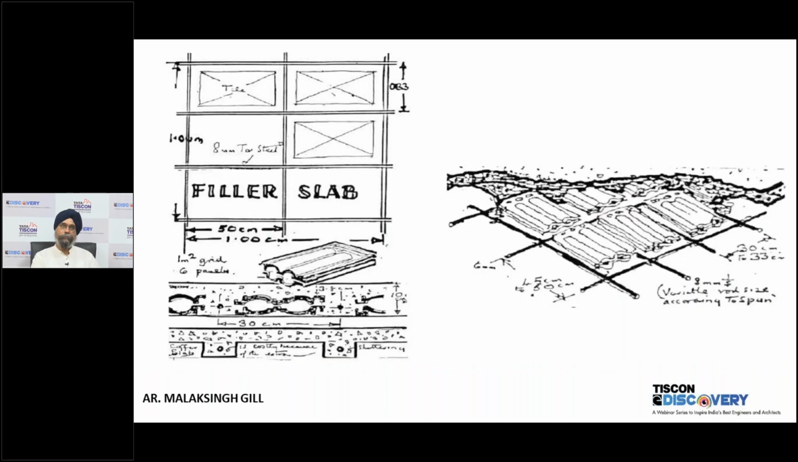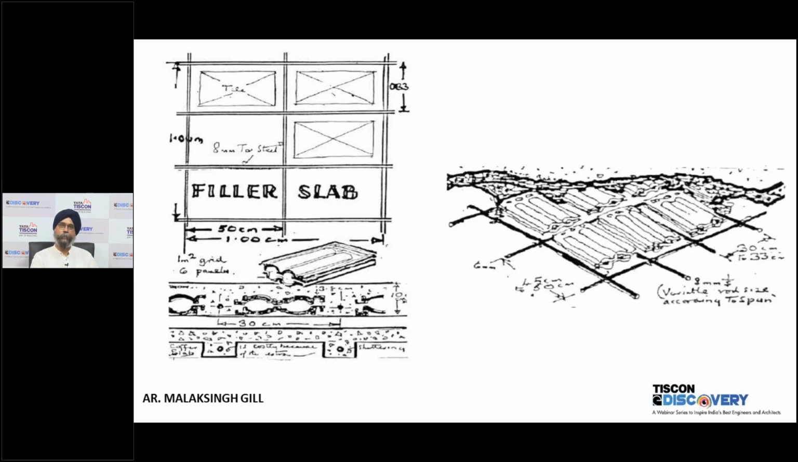This is the way in which the filler slab is made. If you see, it's like any other conventional RCC slab. Only in the lower part where there is a tensile stress, unnecessary concrete is prevented from falling in the lower part of the slab. And we replace it with filler material like Mangalore tiles or any other clay tiles. You could use any other fillers if you want.